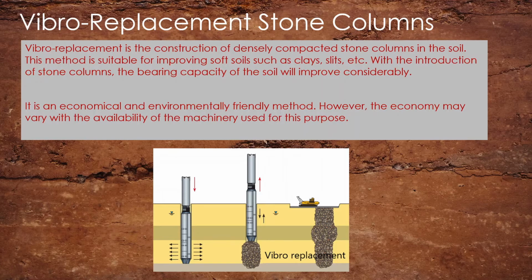If you have those machines and the materials, you can use this method. Stone columns will be placed at a regular spacing depending on the loading you apply, and also you may calculate the settlement and required bearing capacity. Based on that, you may decide the spacing and the diameter of the stone columns.